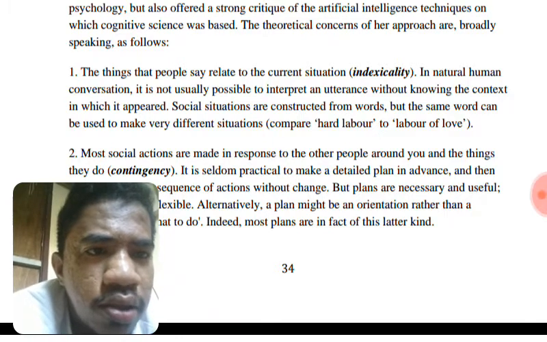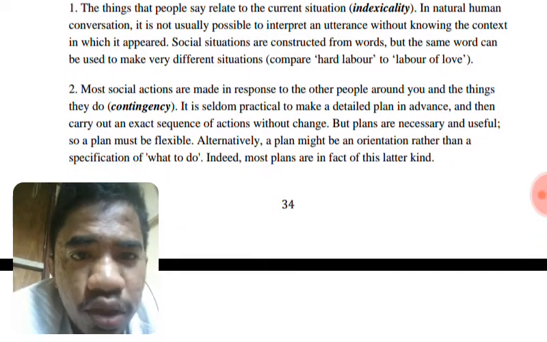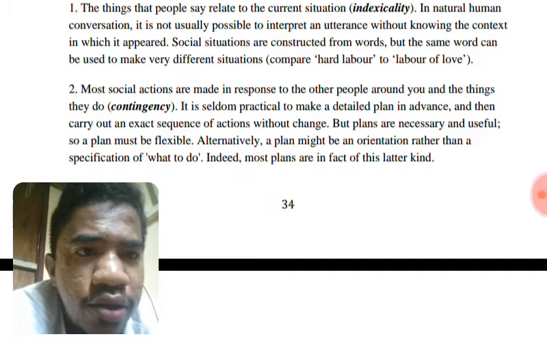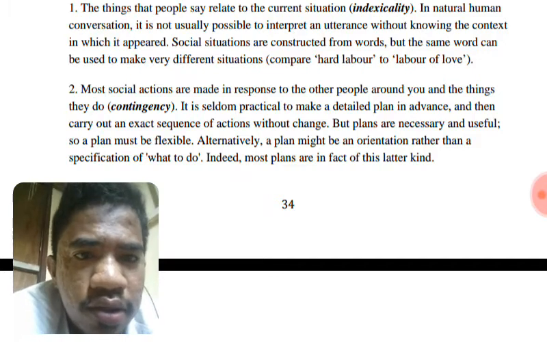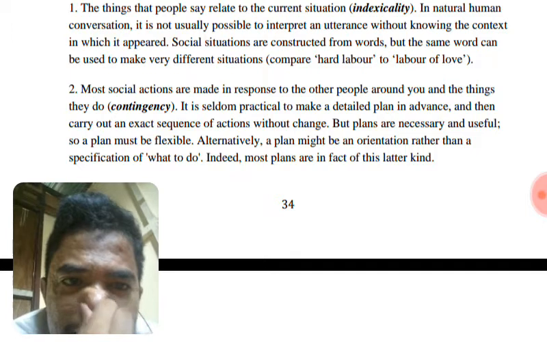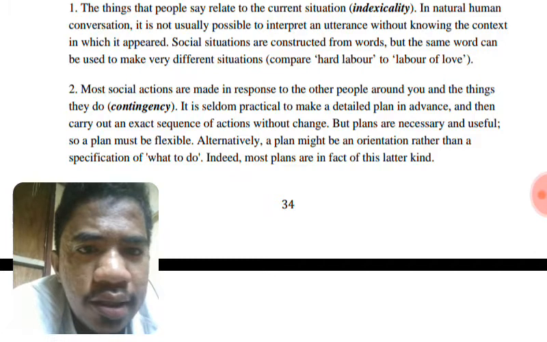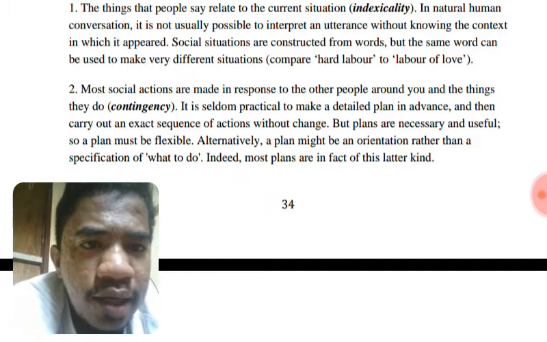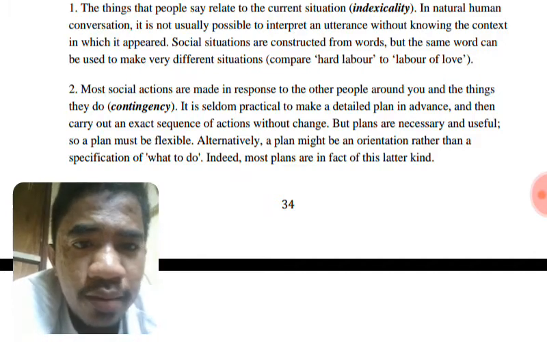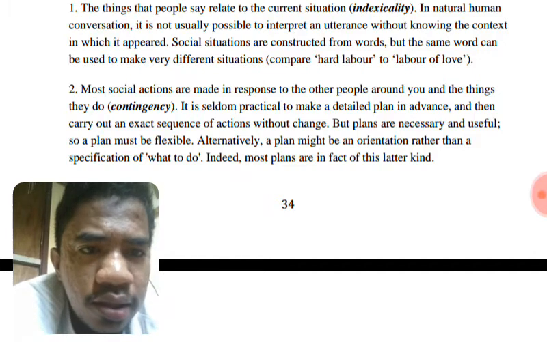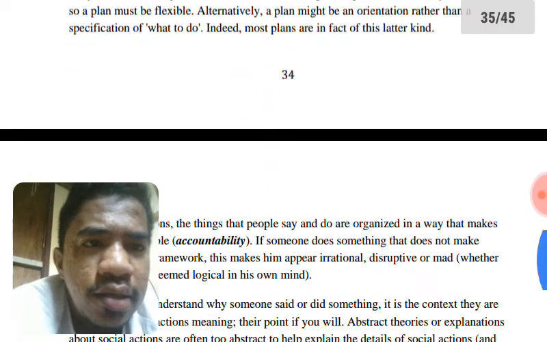Compare hard labor and labor of love. Most social actions are made in response to the other people around you and the things they do. Contingency. It's seldom practical to make a detailed plan in advance and then carry out an exact sequence of actions without change. But plans are necessary and useful, so plans must be flexible. Alternatively, a plan might be an orientation rather than a specification of what to do. Indeed, most plans are in fact of the latter kind.